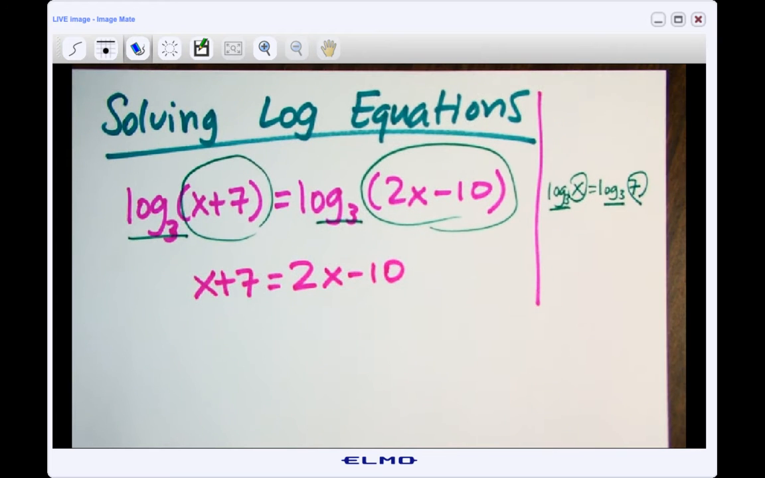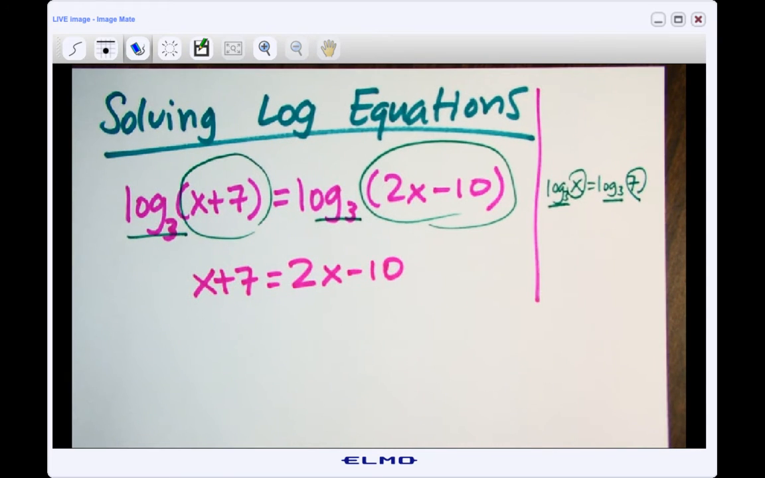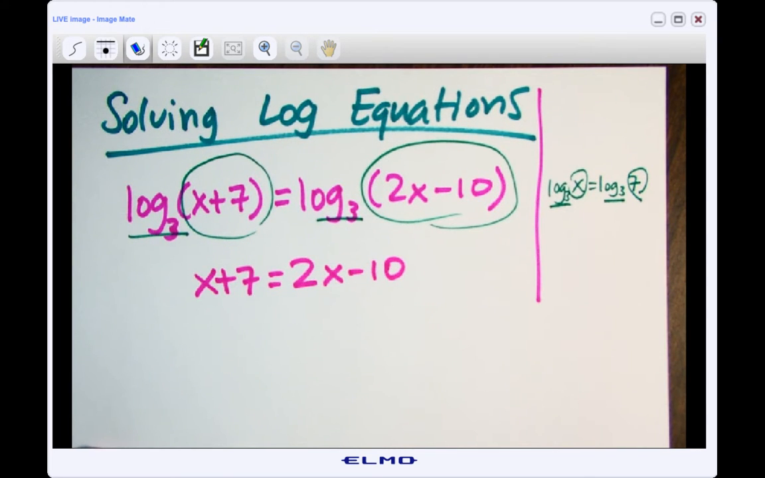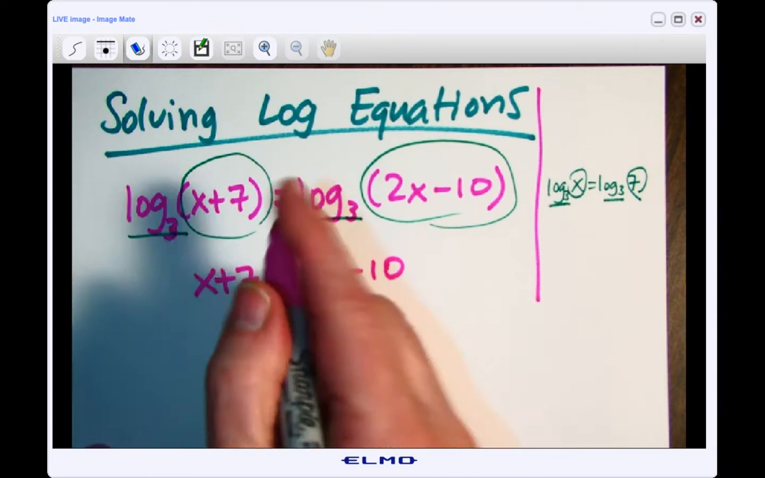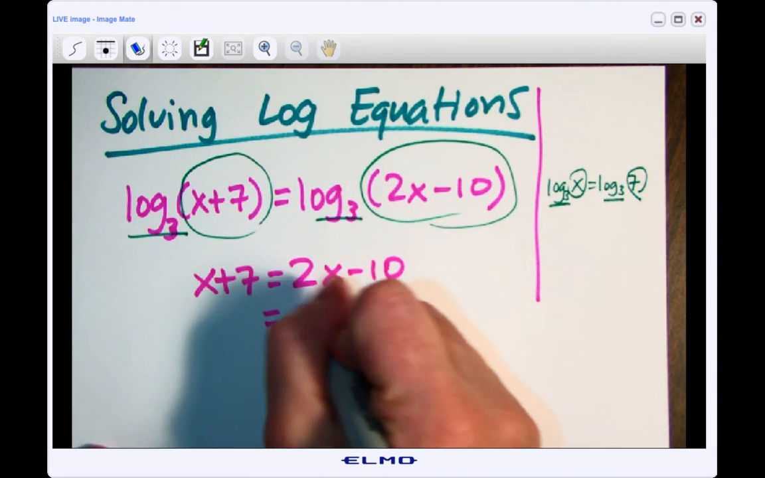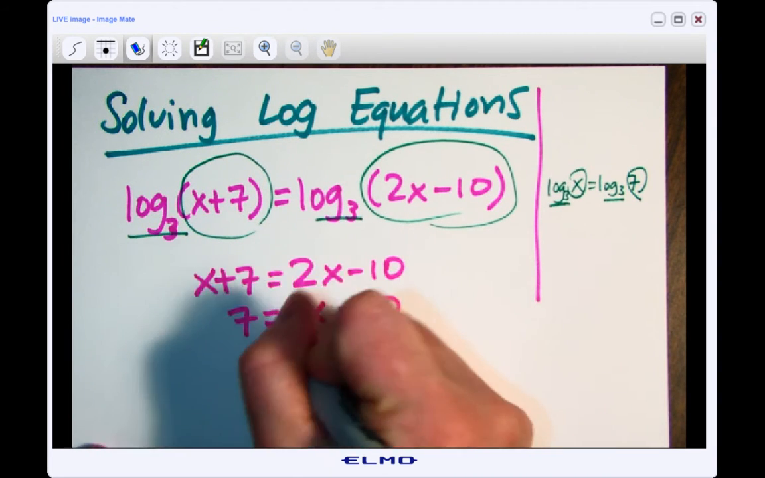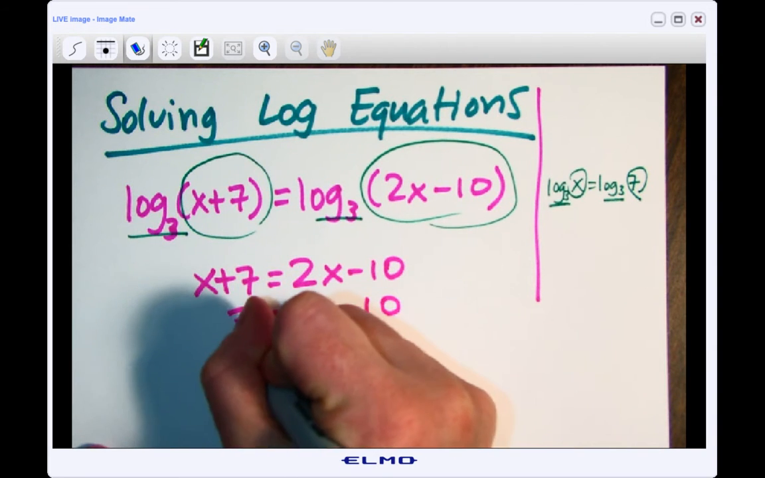All right, here we are. So now we have this equation, and all I have to do is figure out the x that makes it true. So the first thing I'm going to do is subtract x from both sides and get x minus 10 is equal to 7. And so x must be equal to 17.